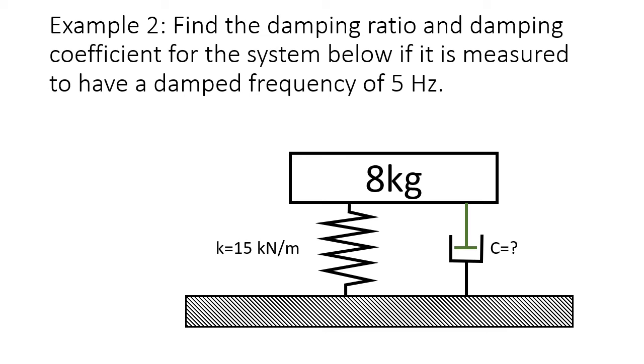So in this case, we don't know what our damping coefficient is, but we do know what the frequency of damped oscillation is, and we know something about the system. We can work out the natural frequency from the mass in the system here, 8, and the spring stiffness, 15. So we'll just go on to the next slide and do the calculations.